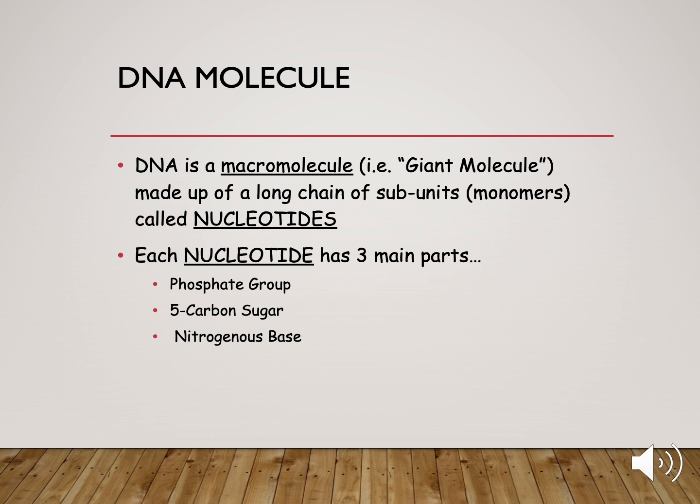The DNA molecule, DNA, remember, is one of our macromolecules. It's an example of a nucleic acid. The subunit or the monomer for a nucleic acid was a nucleotide. The nucleotide, remember, has 3 parts: the phosphate group, the 5-carbon sugar, and a nitrogen base.